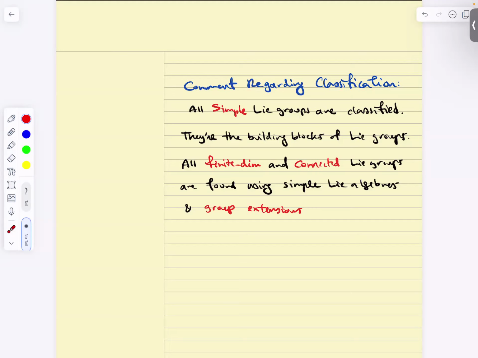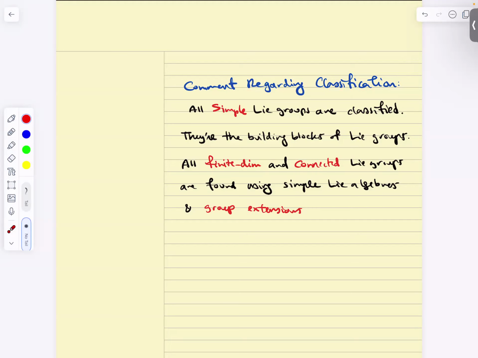In mathematics, classification problems are that you want to classify some concept, you find the building blocks, and you come up with a method of composing those building blocks to construct more complicated objects. And then you prove an arbitrary object could be decomposed this way. Does anyone have any examples of this in math? Prime numbers, right? Any positive integer, you could write it in terms of multiplication of prime numbers. So they're the building blocks. Here it's the same thing. The simple Lie groups are going to be the building blocks, and that's what we're going to focus a lot on.